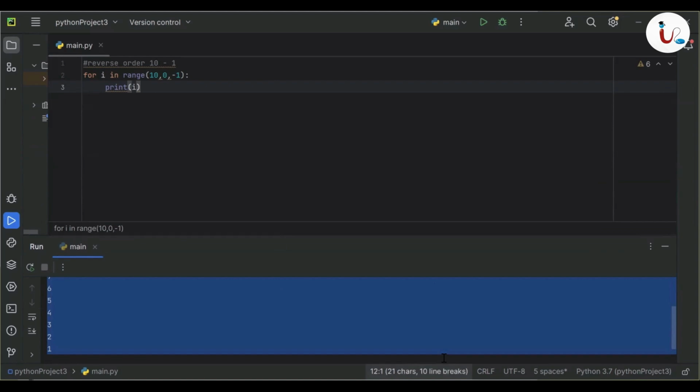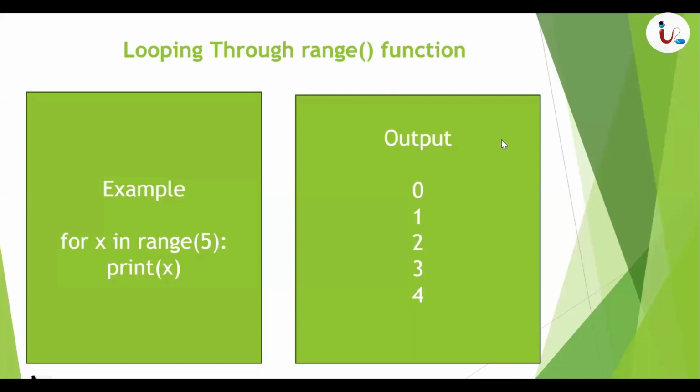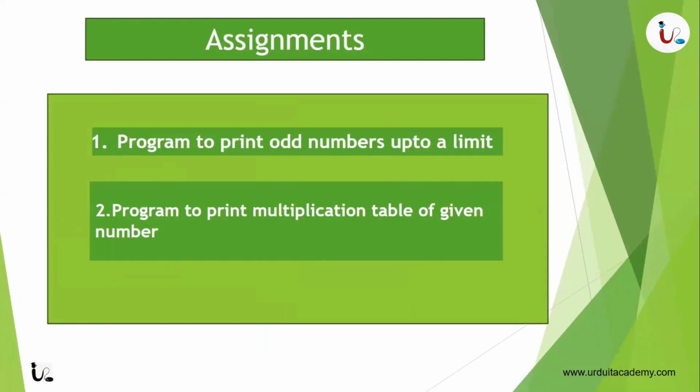All right. Now, let me give you a few example questions, I'm sorry, assignment questions, so that you can practice. 2 assignment questions are there. First one is to create a program to print odd numbers up to a limit. So you can start the for loop from 1 and up to a limit. So you have to ask the user to enter the limit. Up to that limit, you need to print the odd numbers.